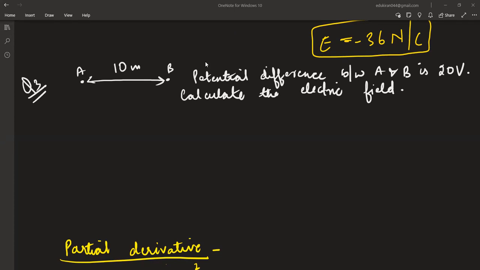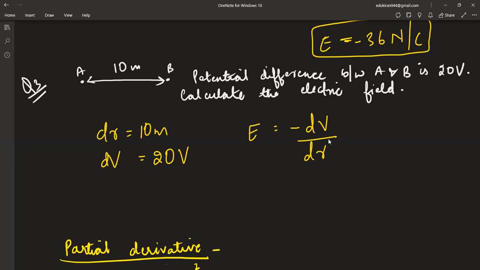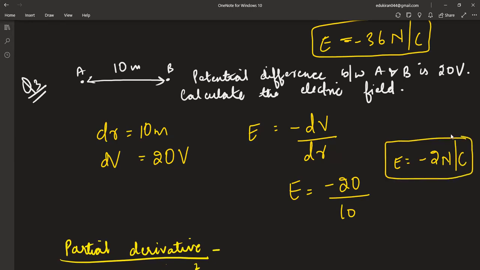See, electric field, you have to find out electric field. You know the potential. What is the separation? The separation dr that we write is given as 10 meters. What is the potential difference given? The potential difference is given to you as 20 volt. What is the formula of electric field? Electric field is minus dV over dr. So this is minus 20 by 10. Electric field is minus 2 Newton per coulomb. So just check your calculations, Mariam, once again.